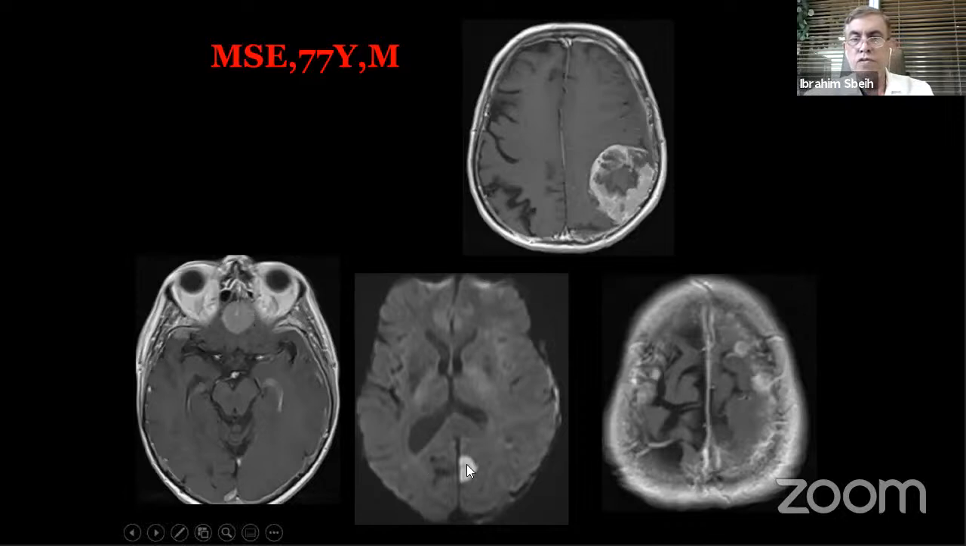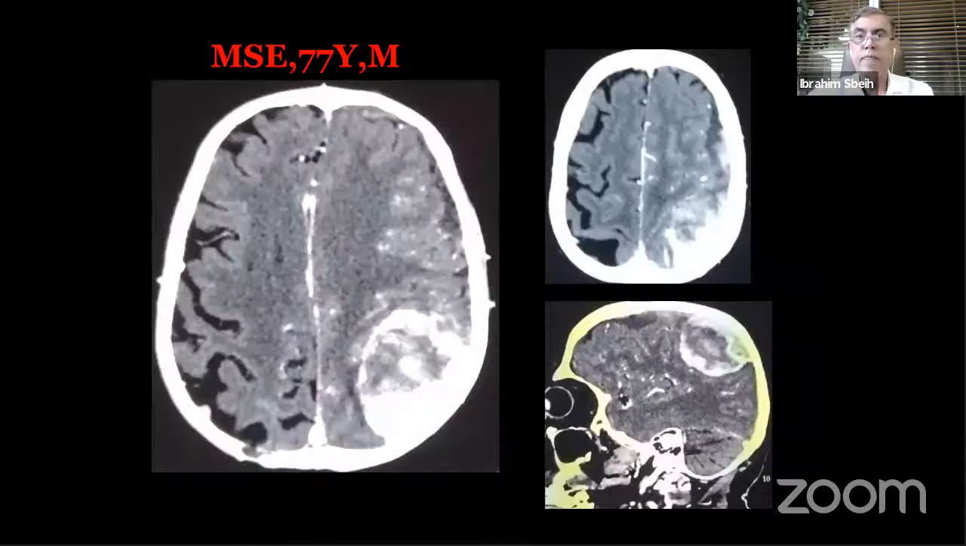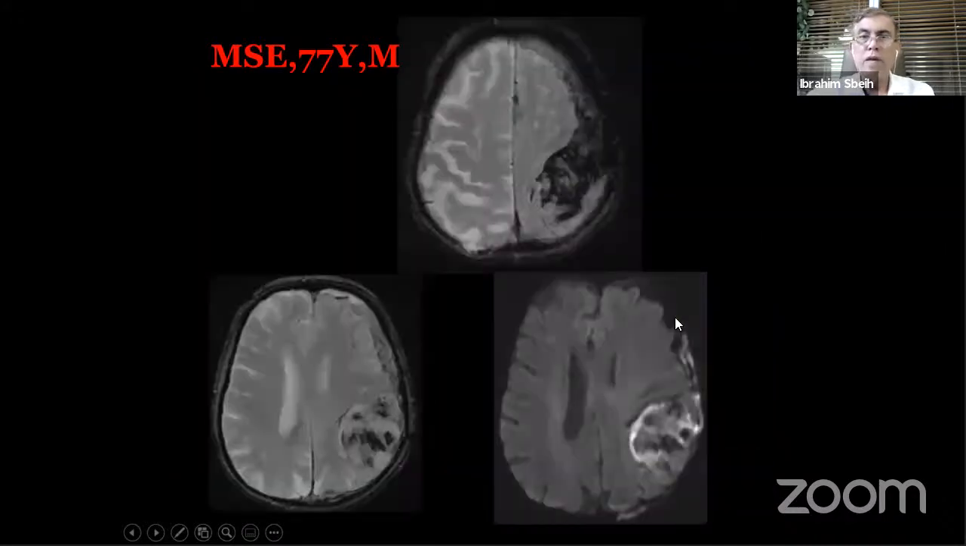Meningioma here, meningioma there, meningioma here, there, and there, and this large lesion. So you would suppose that this is multiple meningiomas, so this is meningiomatosis. CT showing this. But then there is this subdural hematoma here. You can see it here. Very good demonstration of the lesion and the subdural hematoma.